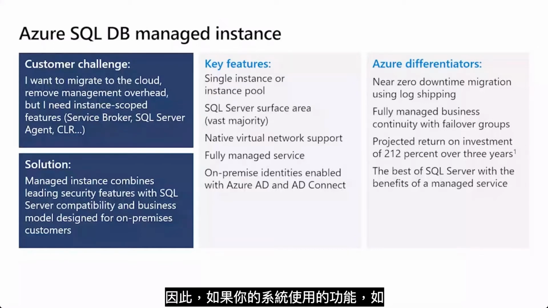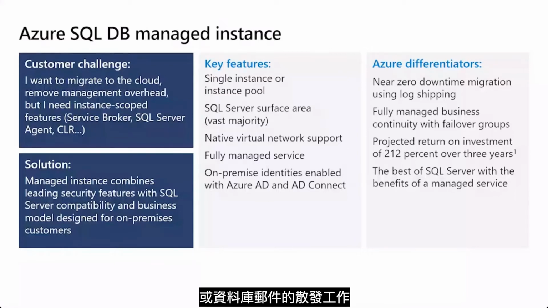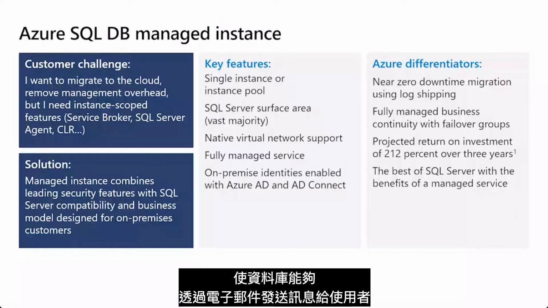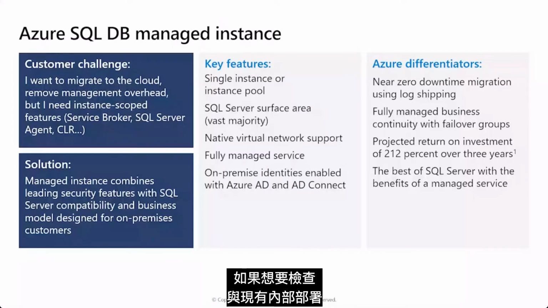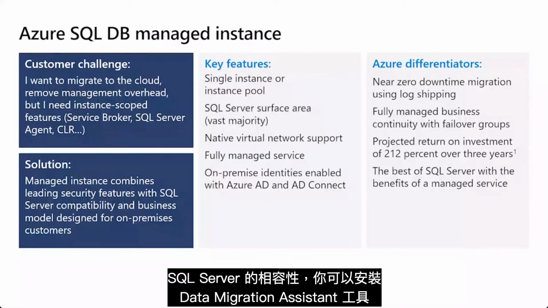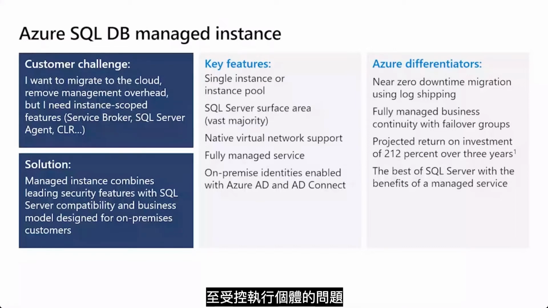So if your system uses features such as linked servers, or a service broker, which is a message processing system that can be used to distribute work across the servers, or database mail, which enables your database to send email messages to users, you should also consider using Azure SQL Database Managed Instance. If you want to check the compatibility with your existing on-premises SQL Server, you can install the Data Migration Assistant tool. This tool will help analyze your databases on premises and report any issues that could block this migration to a managed instance.